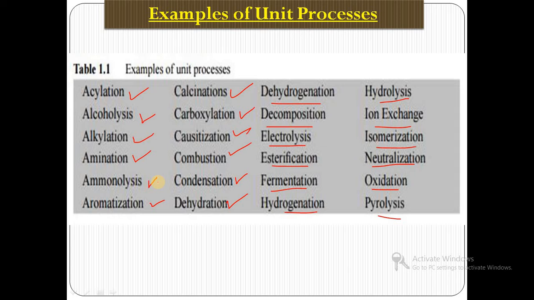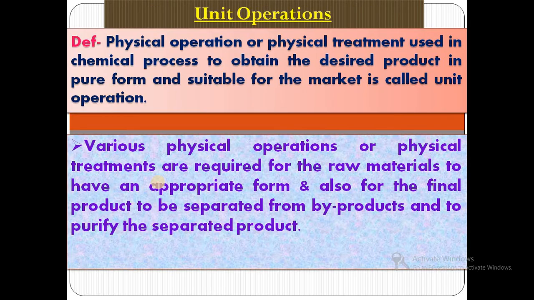In multiple choice questions they will ask which of the following is an example of unit process. So these are the examples of unit processes. Then next we will see unit operations. Then what is unit operations? Also we have studied a unit whose name is unit operations.